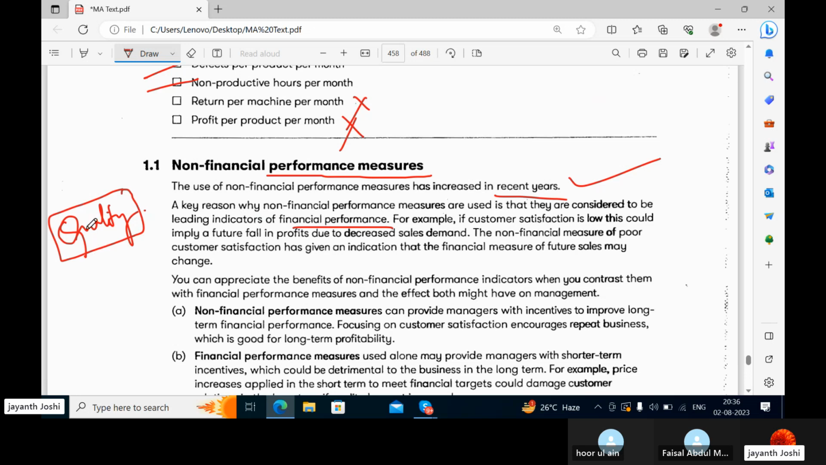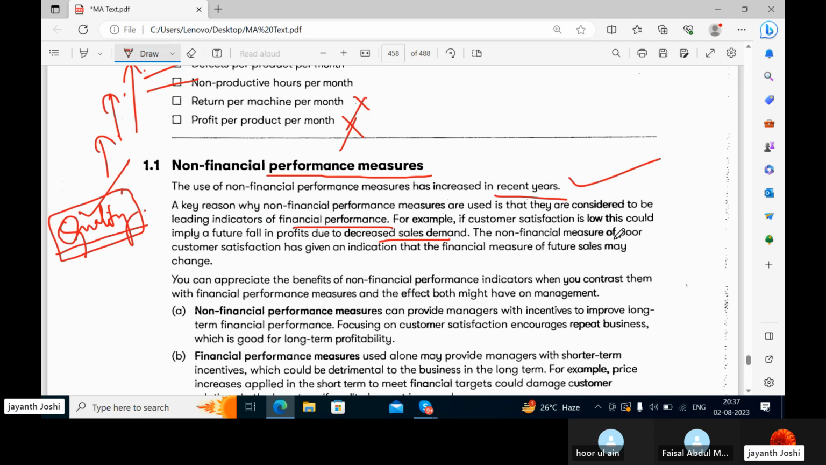So can I say this particular non-financial performance can lead to better financial results in the future? Please tell me yes or no. If you sell good quality products, can it increase the revenues of the company and can it increase the profitability of the company? Of course, and it can increase the demand of the product as well. So if customer satisfaction is low, this could imply a future fall in profits due to decreased sales demand. If good quality products are sold, that will increase demand for the product and that will increase the sales and that will increase the profits.